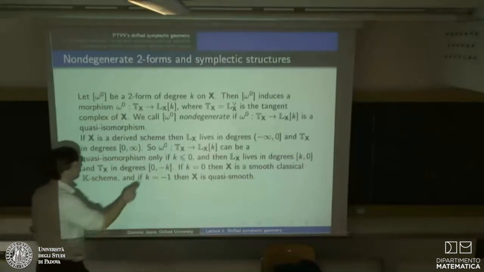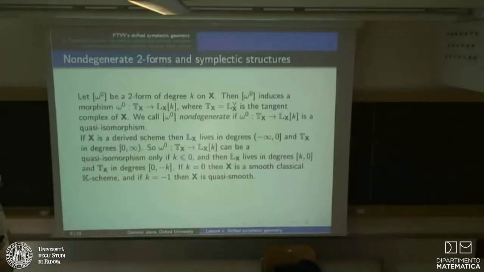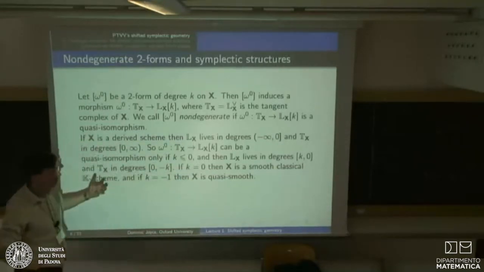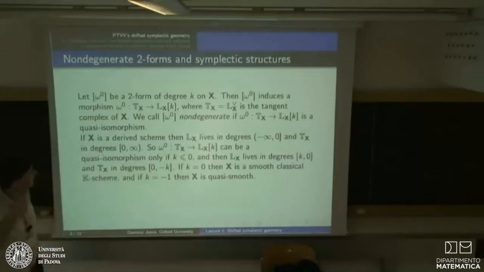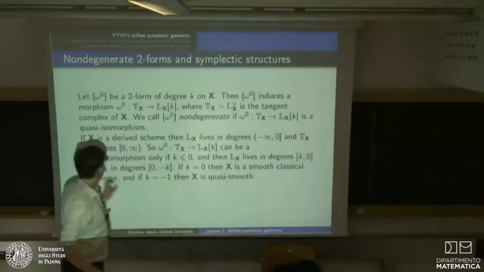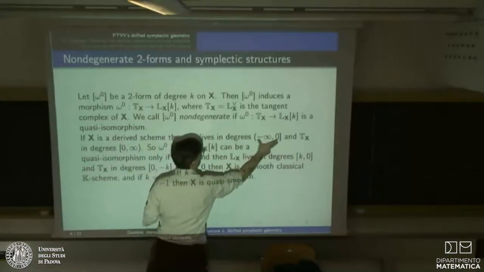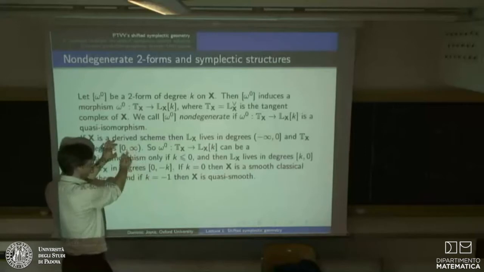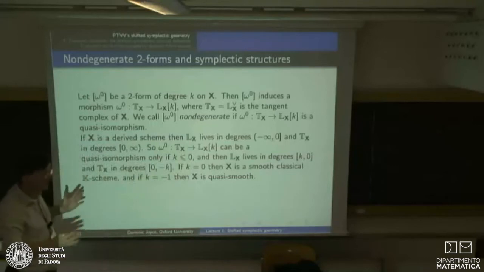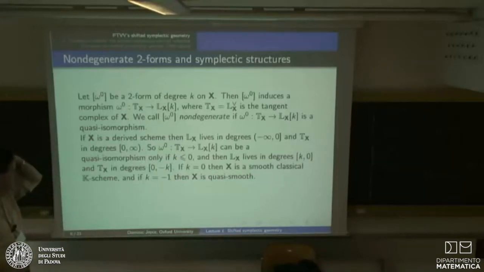So therefore, omega 0 between TX and LX shifted by k can be a quasi-isomorphism if and only if k is less than or equal to 0, unless X is actually a point, and both of these are 0. And then LX has to live in degrees k up to 0, and TX has to live in degrees 0 up to minus k, because you shift this up by k and compare it to this, and you see that basically the tangent complex and cotangent complex have to be perfect in these ranges of degrees if you're going to be shifted symplectic.